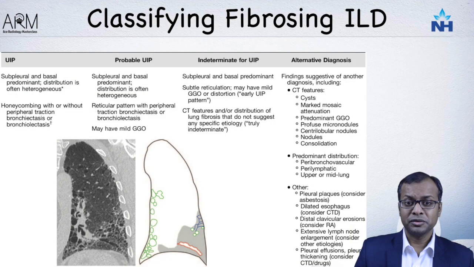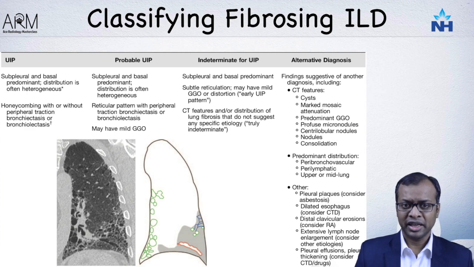So once you've decided that the ILD pattern that you're seeing is that of fibrosing interstitial lung disease, then we start looking at the further subclassification of the ILD.